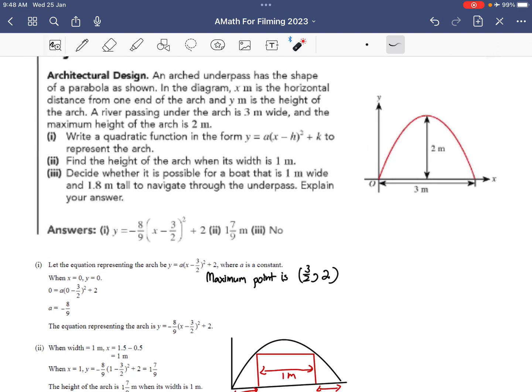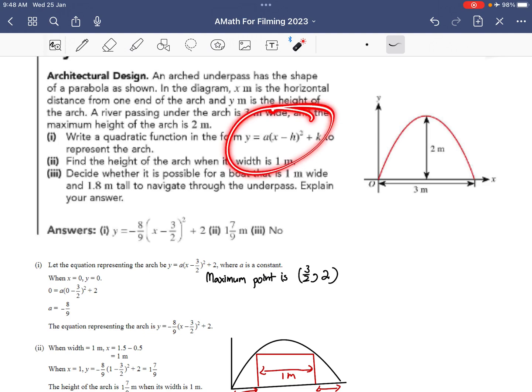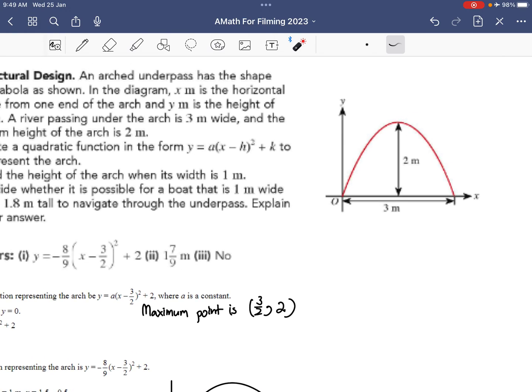Okay, now, basically what this question wants is for us to write the quadratic function in the form which is the completed square form. So do pay attention to the form itself.